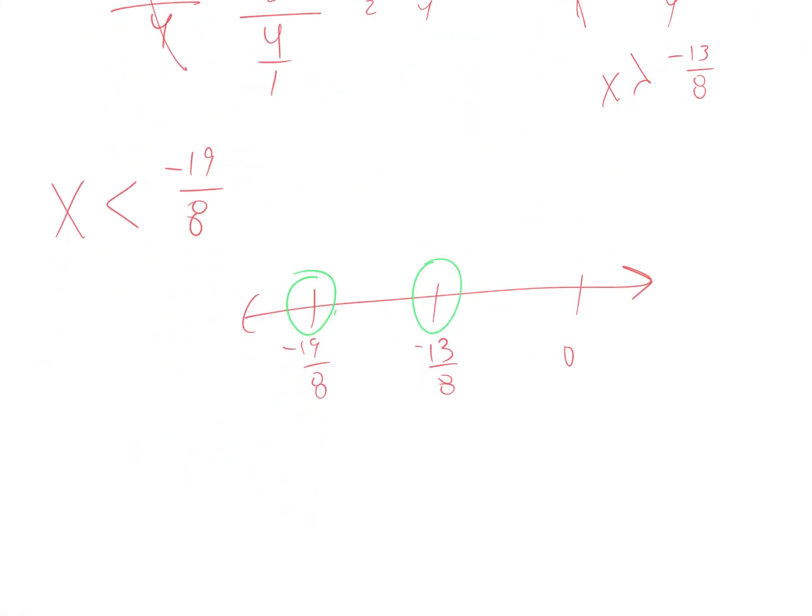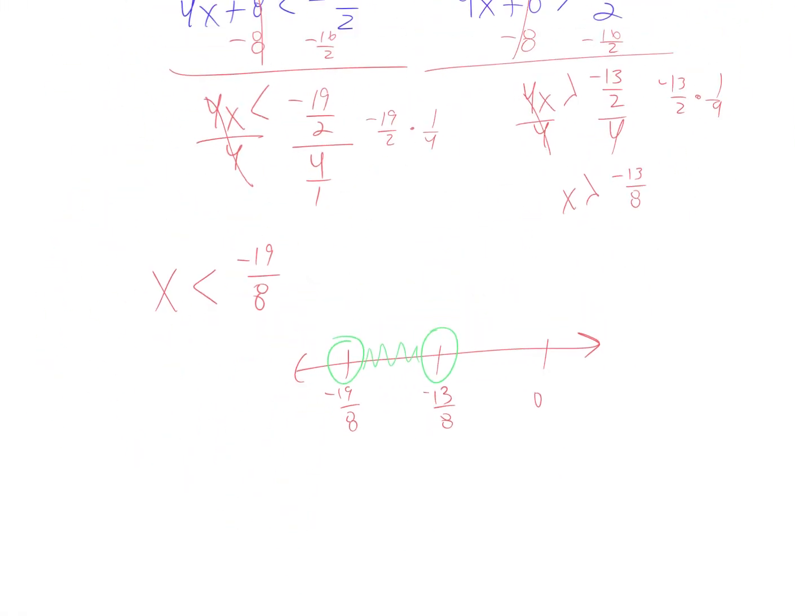And I originally said I was going to color which direction? Inside. Okay, I originally said I was going to go here. What do my inequality signs say? I should go which direction? From negative 19 over 8, which way does it say I should go? To the left. From negative 13 over 8, which way does it say I should go? To the right. So this one, you guys could be like, oh, wait, it's all real solutions because it looks like everything's covered. But that's not the case.